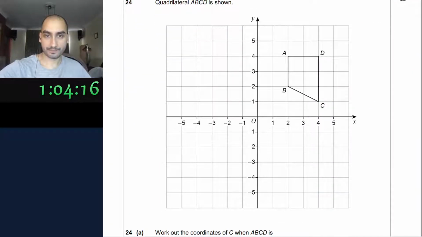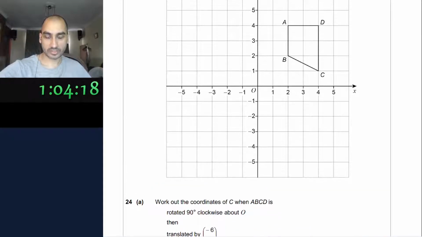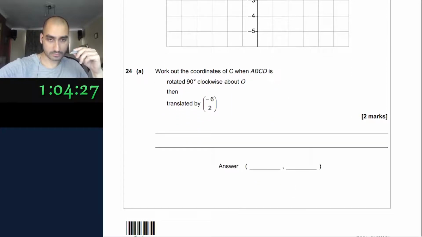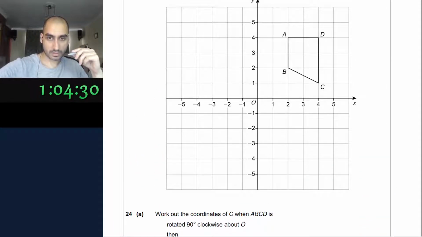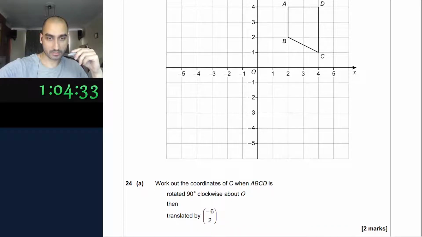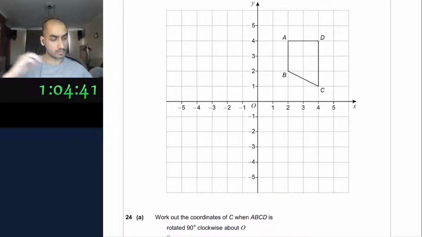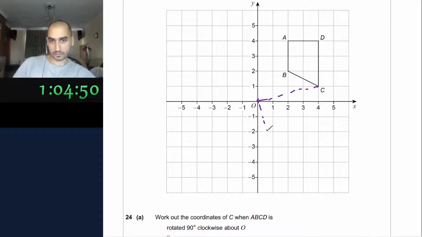Quadrilateral ABCD is shown. Work out the coordinates of C when ABCD is rotated 90 degrees clockwise about O, then translated by -6,2. Okay. But it's just C we care about, so we don't have to translate the whole shape. So this is where C is now. If we were to go 90 degrees clockwise, we would go to here. So that's the new C.